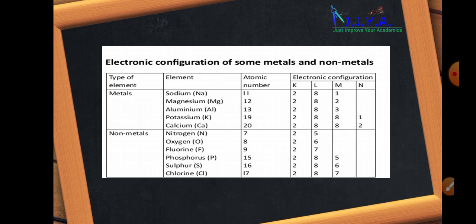This is the electronic configuration of some metals and nonmetals. We need to learn this configuration to see how the bonds are formed between the metals and nonmetals. Here are some common metals and nonmetals: sodium, magnesium, aluminium, potassium, calcium. And nonmetals we have nitrogen, oxygen, fluorine, phosphorus, sulfur, and chlorine. So let us see magnesium.